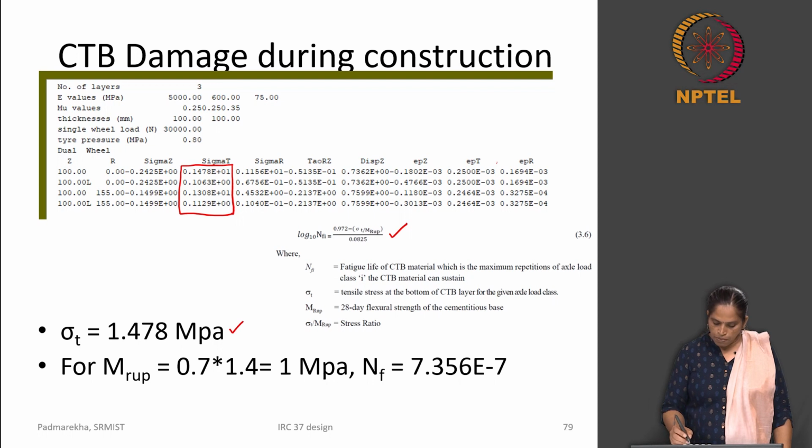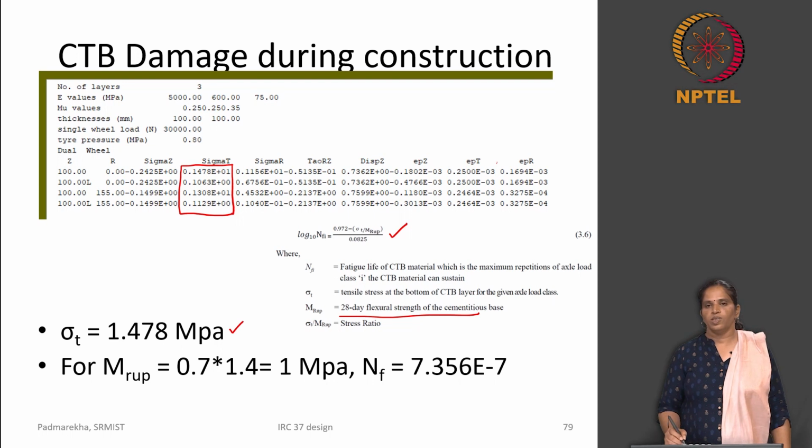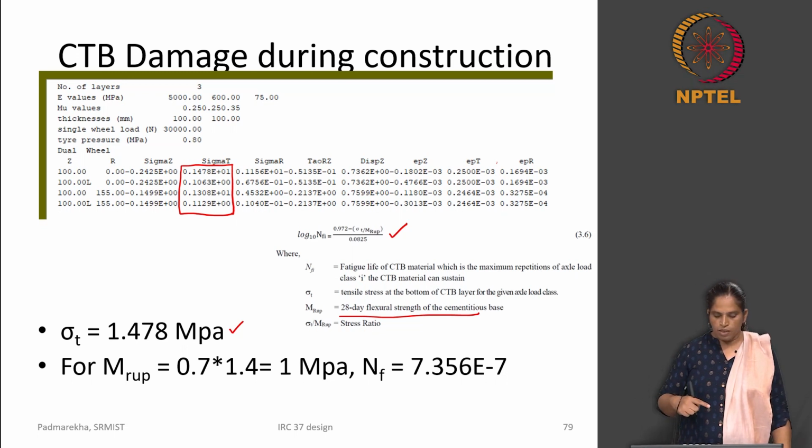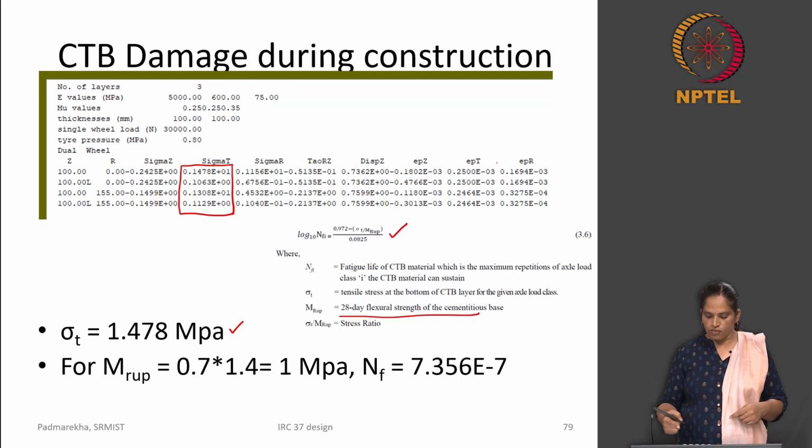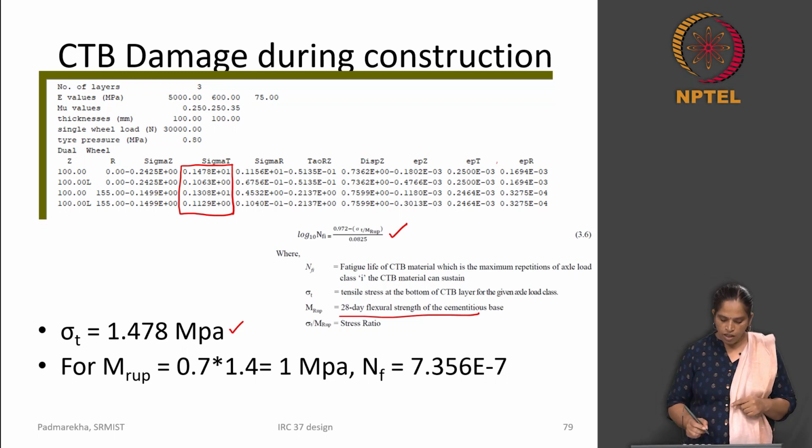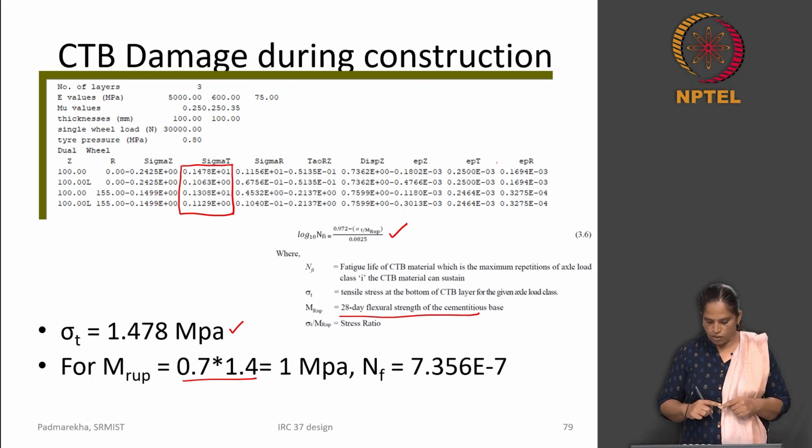So, now I am going to use the sigma t value to be this. Modulus of rupture, as per the equation, is the 28-day flexural strength of a cementitious base, but this is during construction. So, if you open it to traffic after 7 days of initial curing, the modulus of rupture will be 70% of the 28-day flexural strength. If you take 70%, that is 0.7 of 1.4, you will get it to be nearest 1 megapascal.